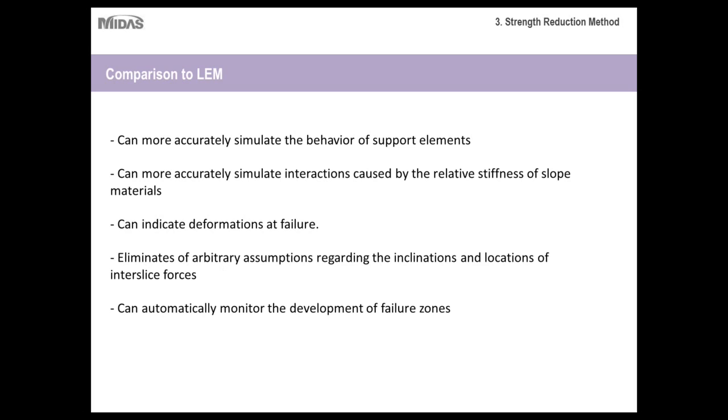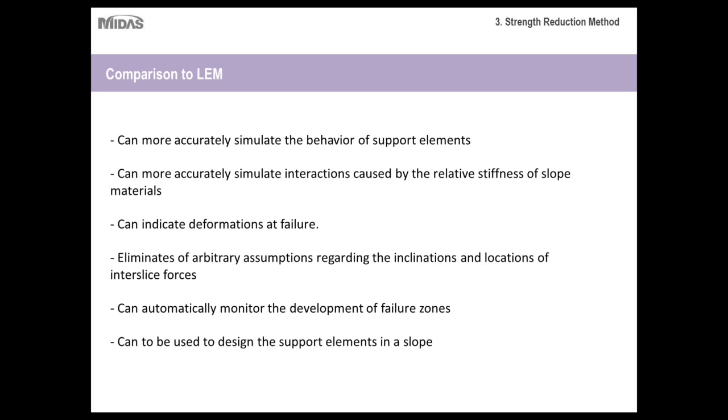And then it can automatically monitor the development of failure zones. So if there's a certain portion of the slope that you want to monitor, the critical portion of your slope, the strength reduction method can closely monitor that to see how that zone starts to fail. And for example, if you want to add some structural supports to that zone, and design specifically to support that zone, then the strength reduction method would be an adequate tool for you.